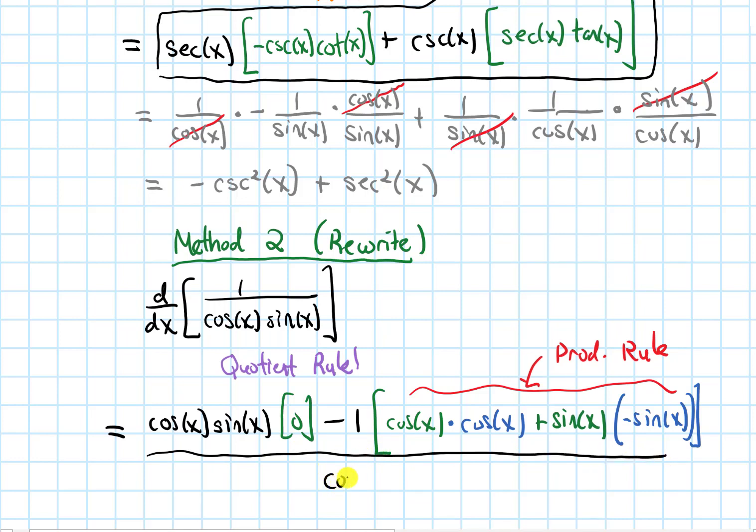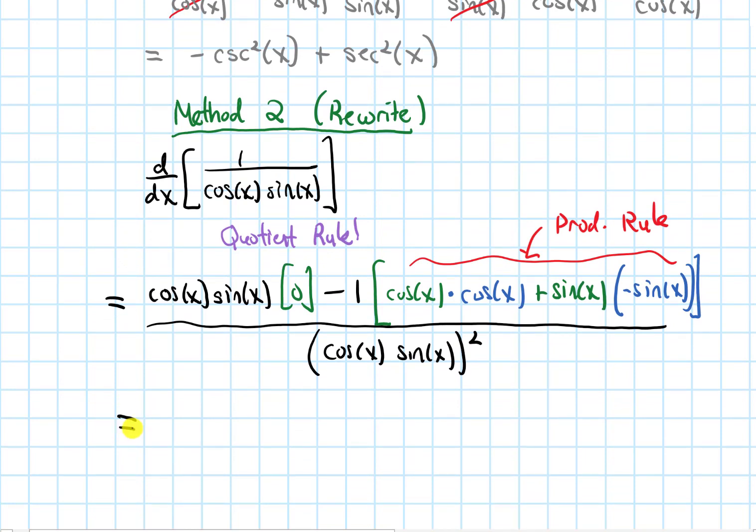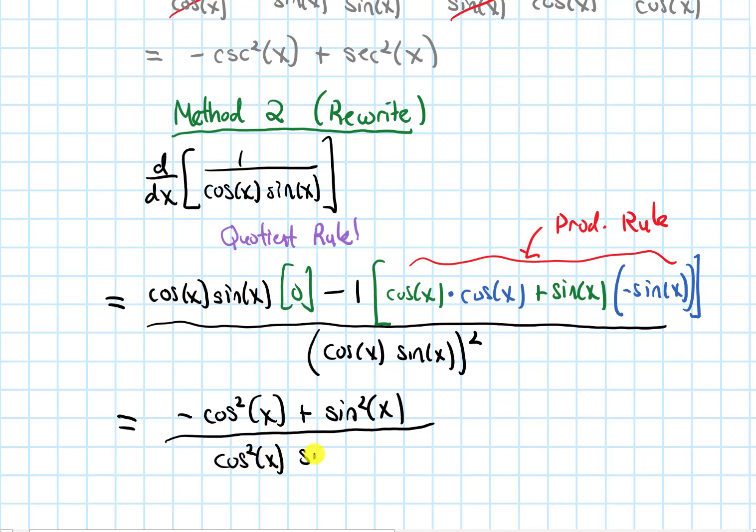So all over cosine x sine x squared. And just as we did in method 1, let's simplify this for practice. If I distribute this negative 1 into the terms on the top, I get negative cosine squared x, and then plus sine squared x. Over, on the bottom, this becomes cosine squared x, sine squared x.